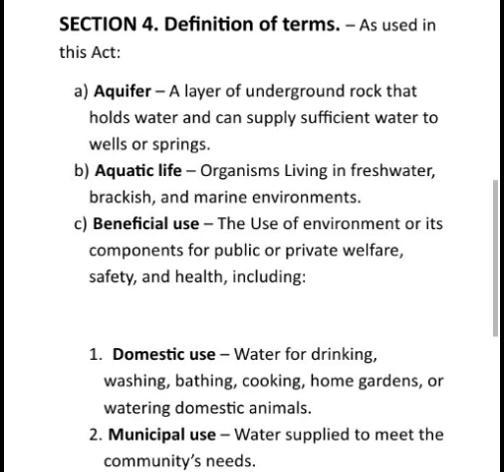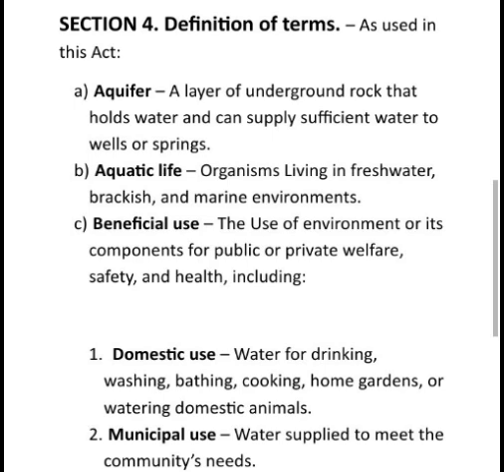Letter C, beneficial use. The use of environment or its components for public or private welfare, safety, and health, including: Number 1, domestic use. Water for drinking, washing, bathing, cooking, home gardens, or watering domestic animals. So, domestic use is the water that we use at home.